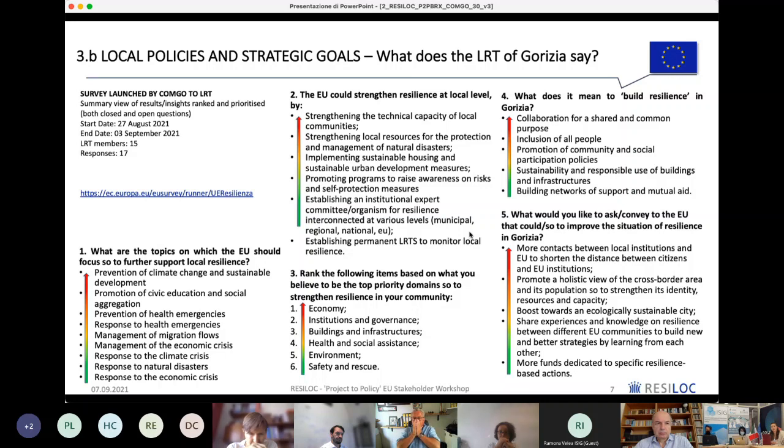They expressed more contacts between local institutions and the EU to shorten the distance between citizens and the EU institutions. And I would like to focus on the second answer, which I believe to be very crucial, especially for our community. They said promote a holistic view of the cross-border area and its population, so to strengthen its identity, resources, and capacity. And I believe this is sort of, to draw a conclusion, very important to highlight, as Gorizia is part of a cross-border area.